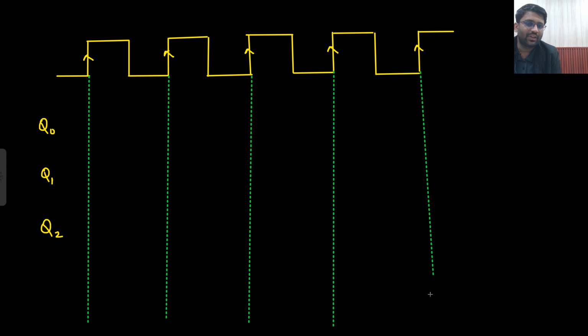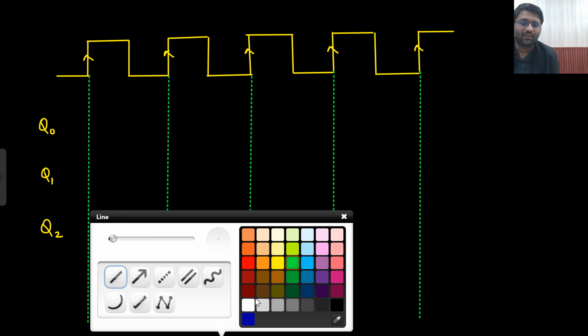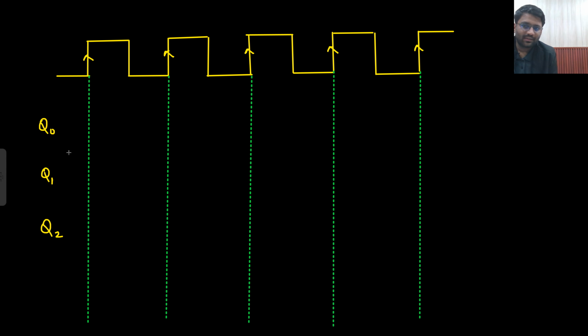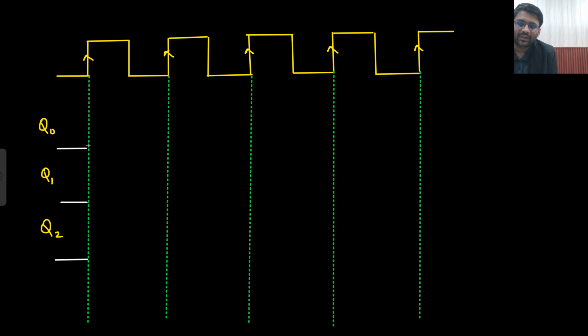Just as this positive edge has arrived, everyone is getting the instruction that you need to toggle now. So Q0 will say, initially I am 0, initially I am also 0, initially I am also 0. Q0 will say, yes sir, I will toggle, but I need a delay of 2 nanoseconds. So I will toggle after 2 nanoseconds.